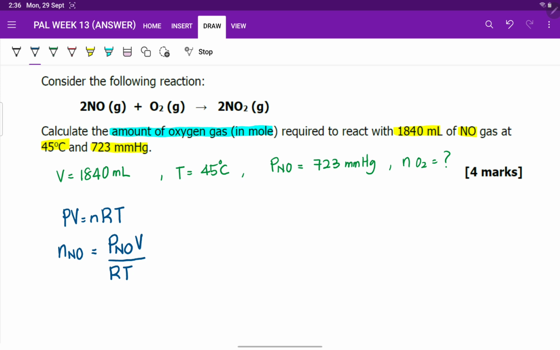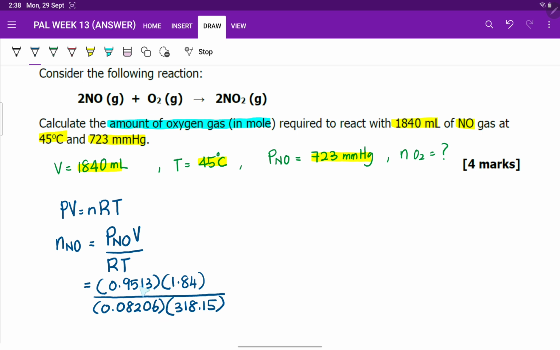So we substitute all the information we have. Take note, this is an ideal gas equation, so you need to make sure the units are correct. Pressure initially in millimeter mercury must be converted to atm. Volume must be converted to liter, since we have it in milliliter. Temperature also must be converted to Kelvin, since we have 45 degrees Celsius. So take note, convert to the correct units.